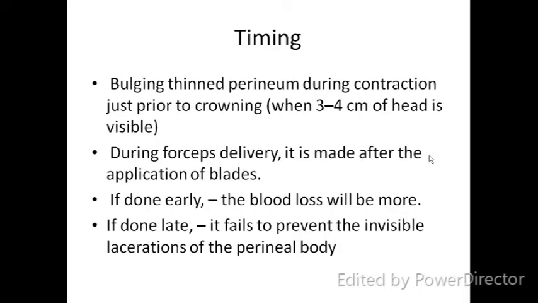What is the timing when you give episiotomy? Bulging thin perineum during contraction just prior to crowning, when 3 to 4 centimeters of head is visible. What is crowning? Crowning means when during pushing, the cervix is fully dilated, the head is on the perineum, and after the contraction the head is not going back, that is crowning. Okay, at that time you have to give episiotomy.